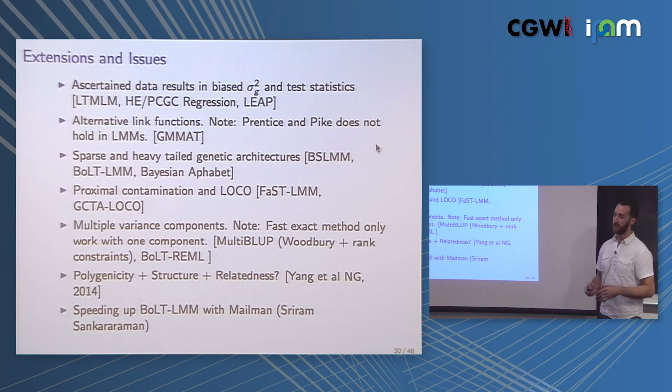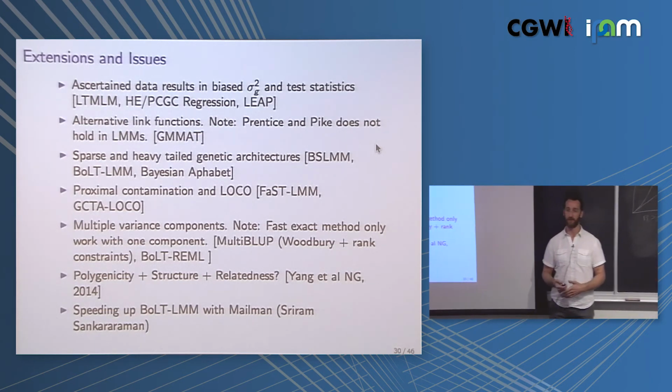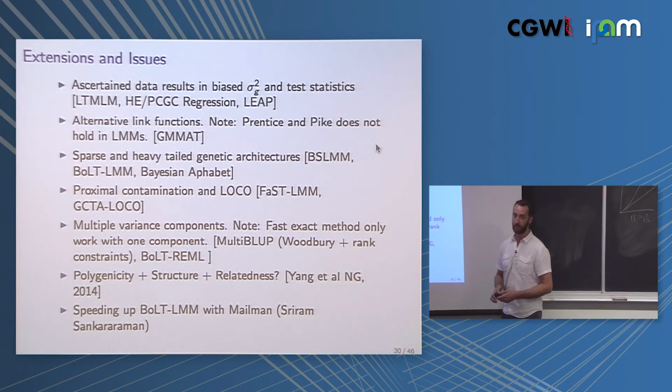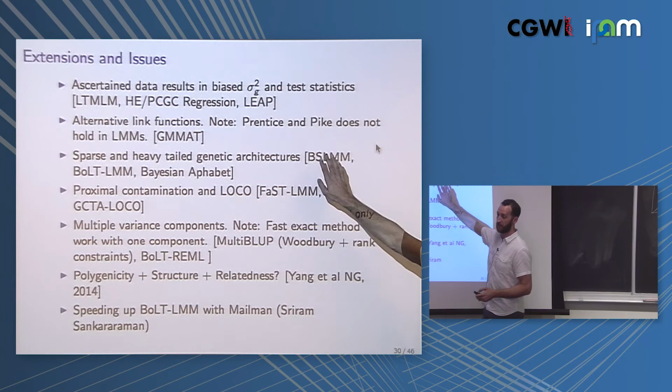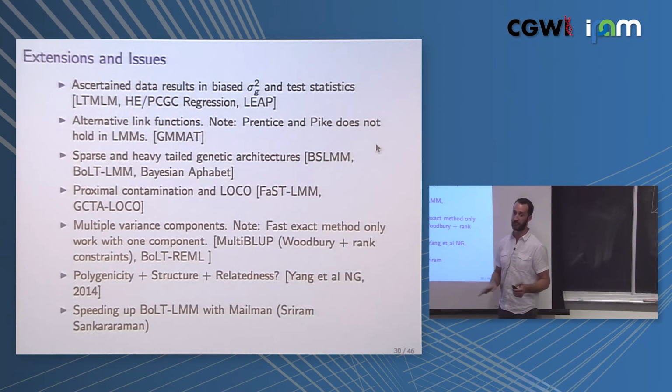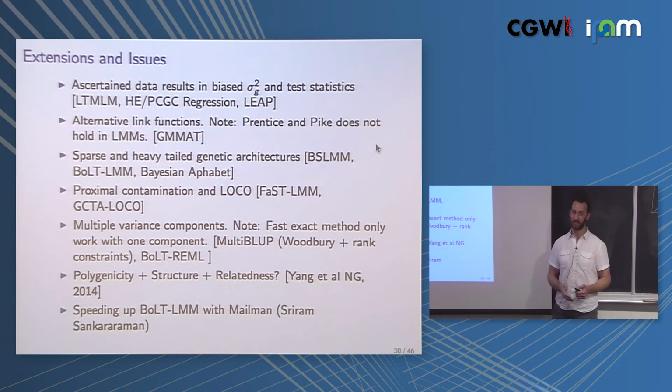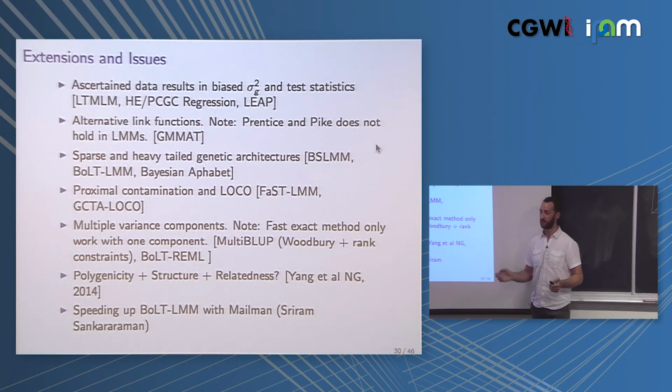The link function that we used is this linear link function, but you might want a negative binomial, or a Poisson, or a logit. Note that if you think, oh, I'm in case control data, I'm going to use the logit, the Prentice and Pike result doesn't hold anymore for a linear mixed model. So you can still do logistic regression, but you don't have this wonderful guarantee about the odds ratios being consistent regardless of ascertainment.